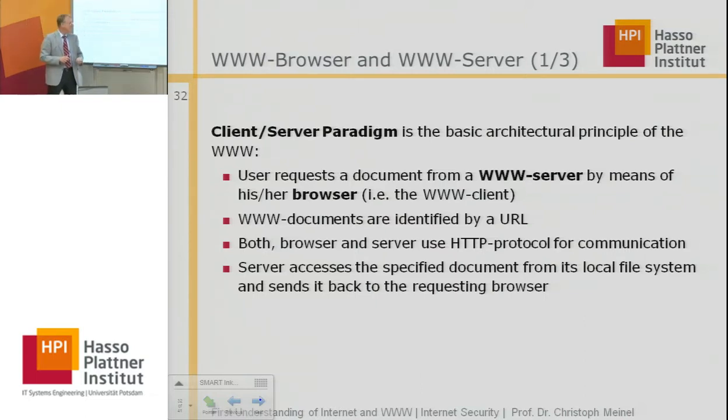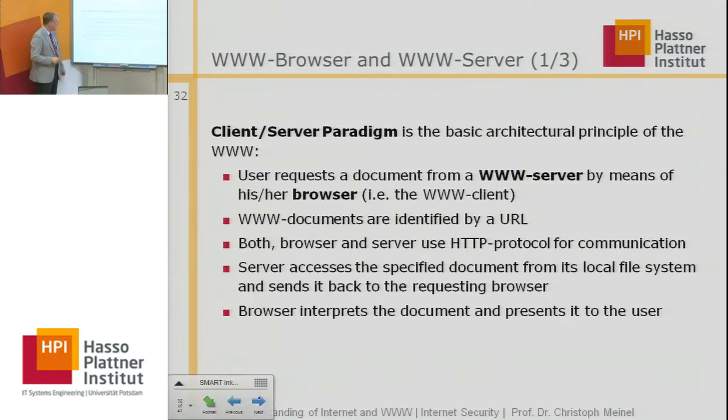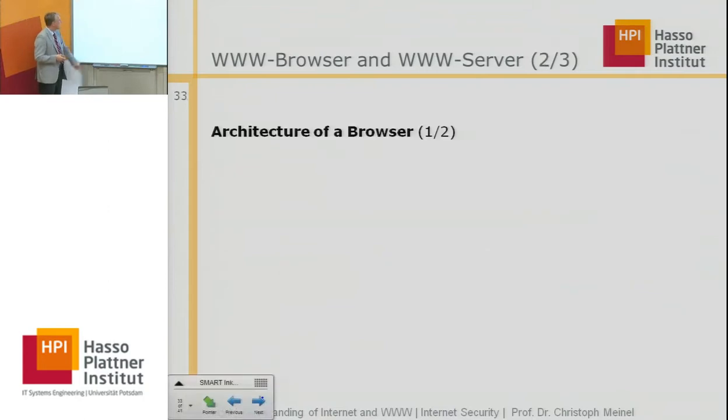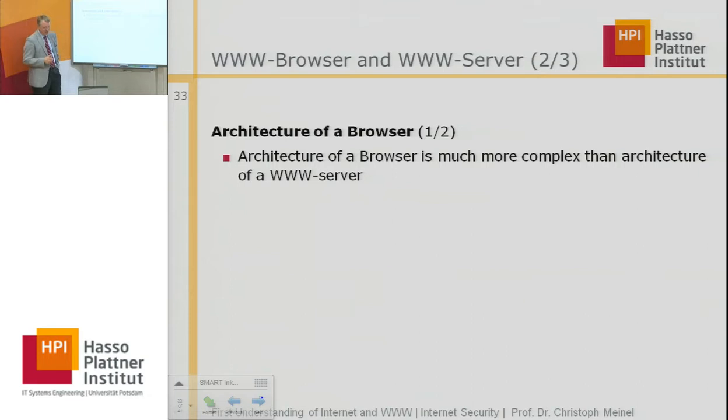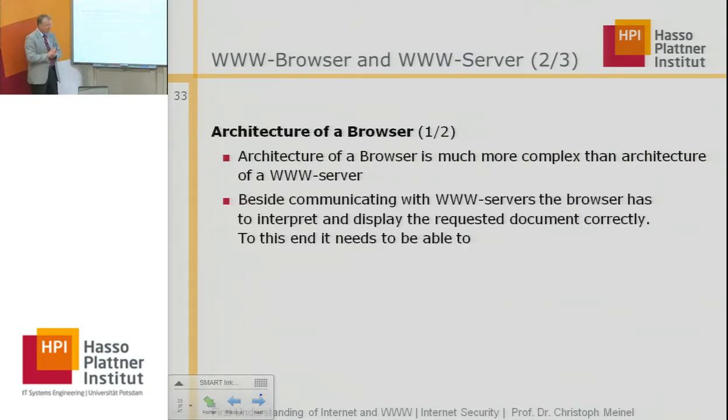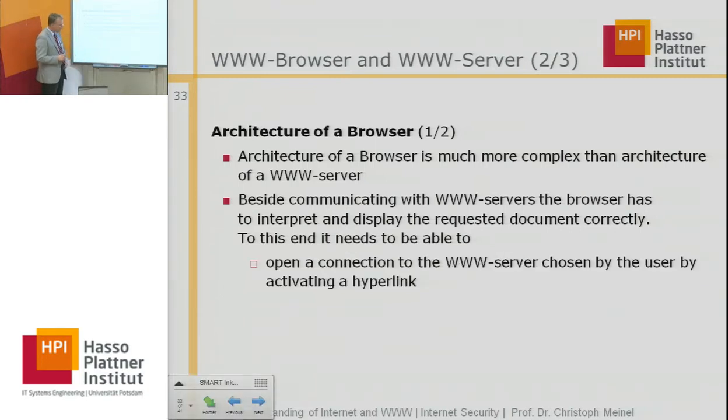So the server accesses the specified document from its local file system when the browser has requested it, and then sends it back to the requesting browser. The browser is not only responsible to request such a document, the browser is also responsible to present the received document to the user. And this makes the browser a quite complicated piece of software with an interesting architecture. The architecture of the browser is much more complex than the architecture of the web server. Besides communicating with the web servers, it needs to be able to interpret the received document and to display it correctly, which makes it necessary that the browser has some more complicated things inside.